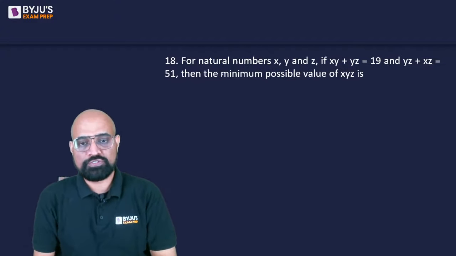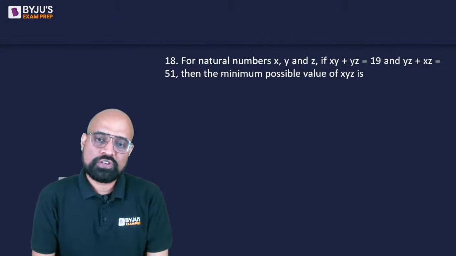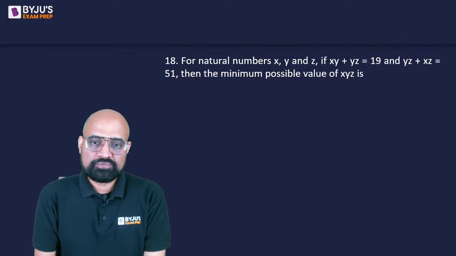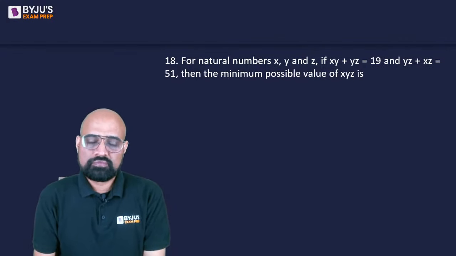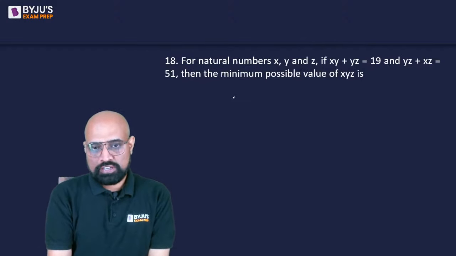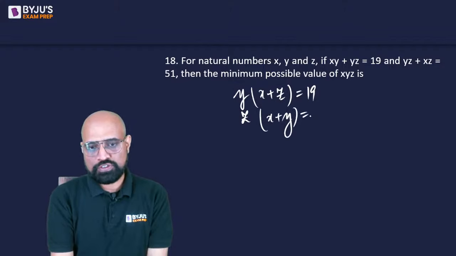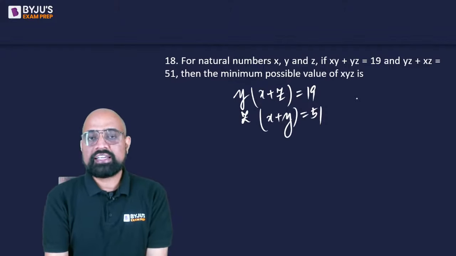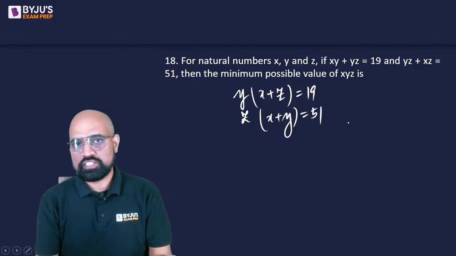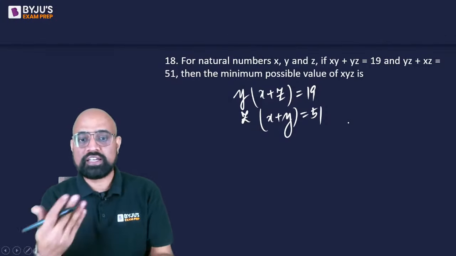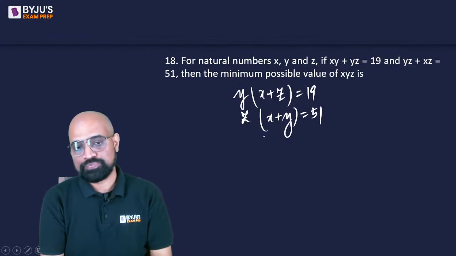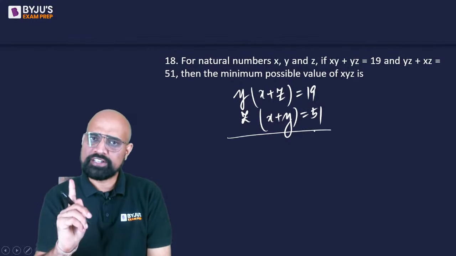Right? Okay. Next one. For natural numbers x, y and z, if xy plus yz is 19 and yz plus xz is equal to 51, then the minimum possible value of xyz is. Okay. So from the first one, if I take out y common, I have y into x plus z is equal to 19. And from the second one, if I take out z common, I will have z into x plus y is equal to 51. And 19 is a prime number, 51 is not in the table of it, so we really can't see how many times. So अपन को hit and trial करना होगा, right? A smart hit and trial.